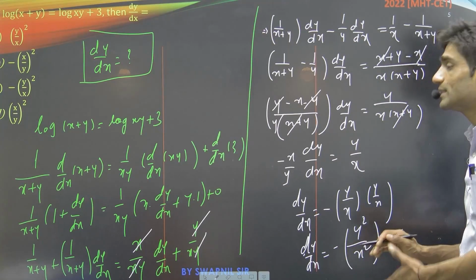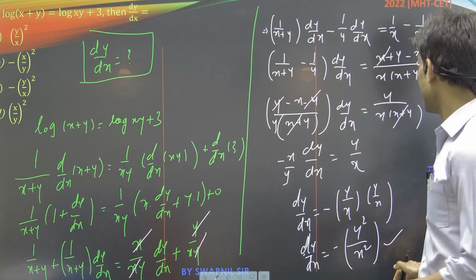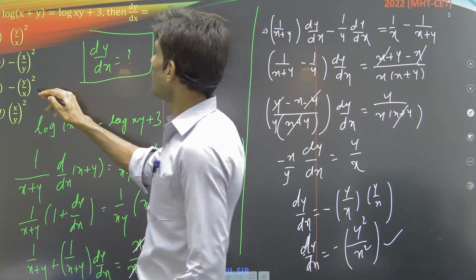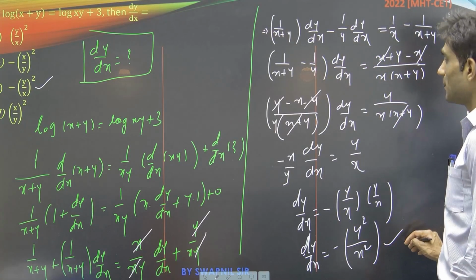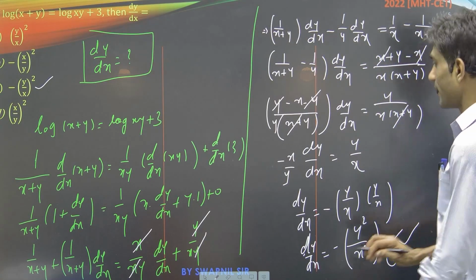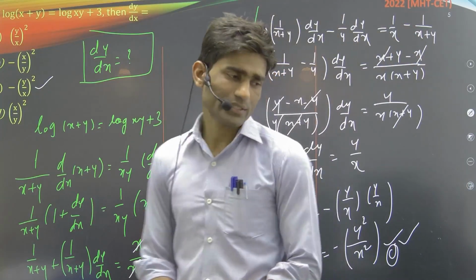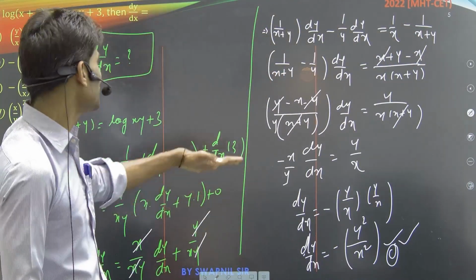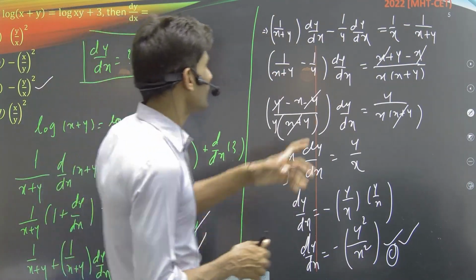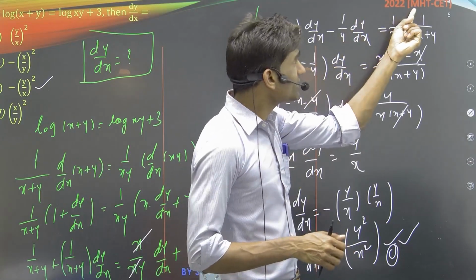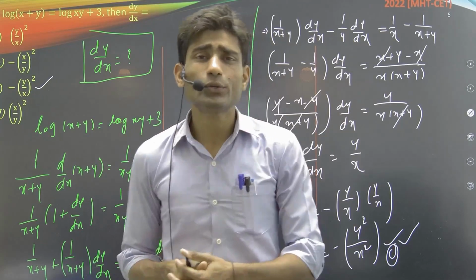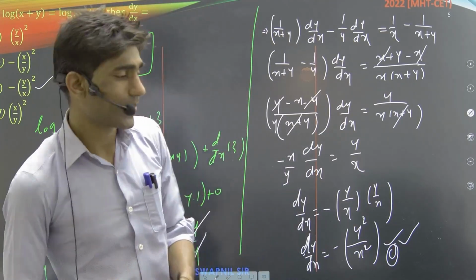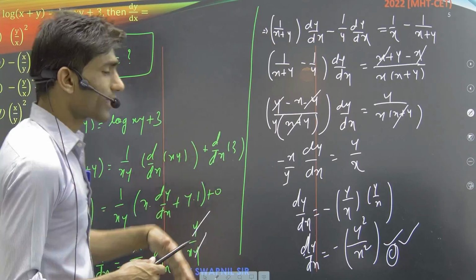So this is our required answer, dy by dx is equal to minus of y square upon x square, which is our required option C. Option C is correct here. I hope you all have understood. It is only a simple differentiation of our given logarithmic function. This question was asked in March 2022 MHT-CET, a previous year question. I hope you all have understood. Let's move to the next example.